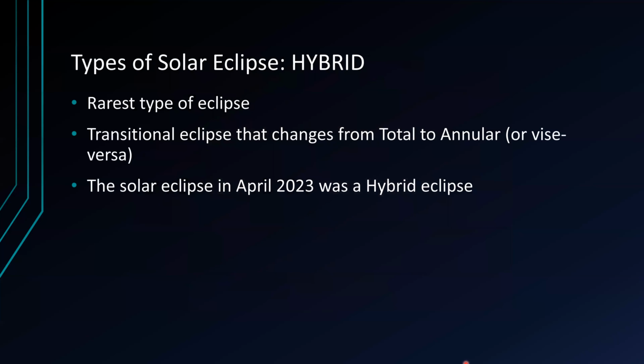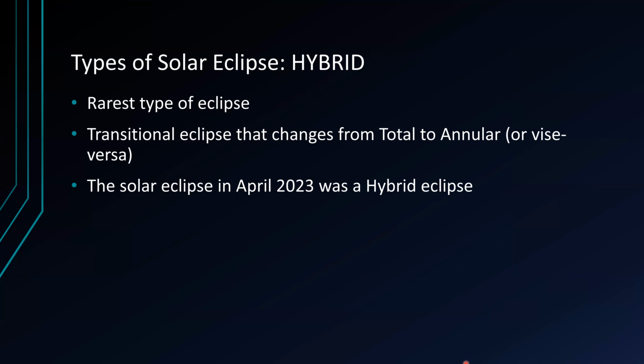And then the last one, the fourth type, is a hybrid solar eclipse, which is where an annular eclipse or a total eclipse transitions into the opposite. For example, an eclipse may start at one point along the path of totality as a total eclipse, and then at some point transition into an annular eclipse. Or the opposite can happen, where the eclipse begins as an annular eclipse and then transitions into a total eclipse.